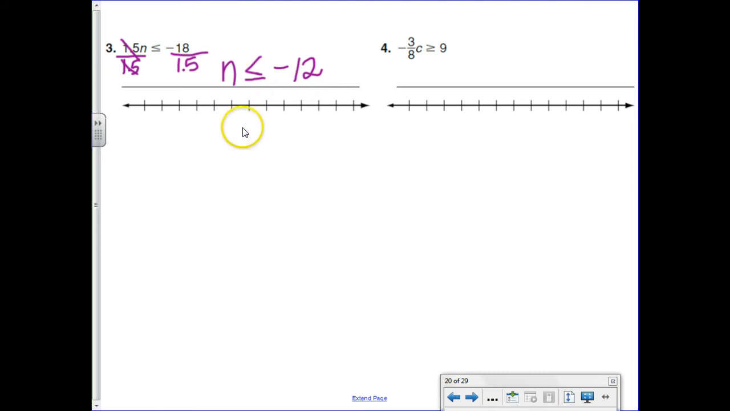You can, in all honesty, just put a 0 in the middle and pretend you're going by 3s or something. -3, -6, -9. Call this one -12. I'm really just after you getting it on the proper side. This should be a solid dot this time. Color it in, oops, and shade to the left for less than. Sorry, that's so messy.